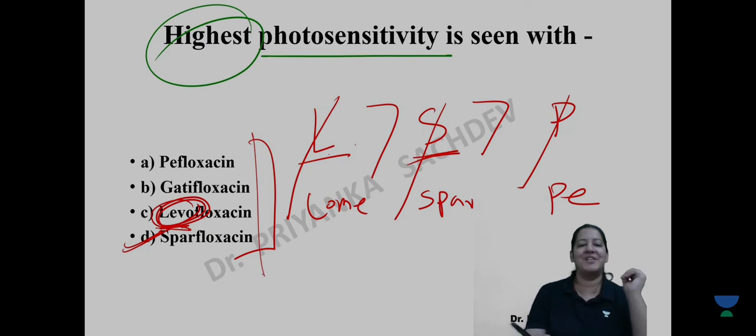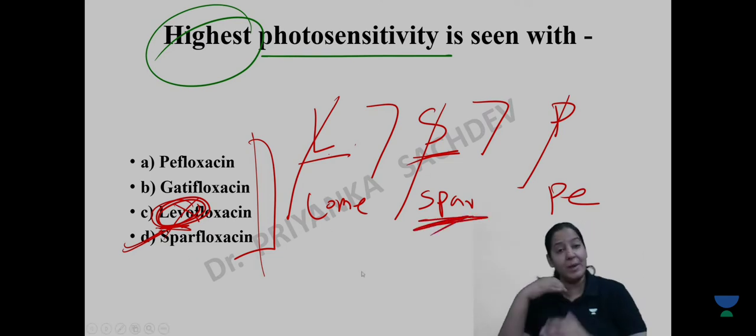So Lome is not there in the option, so don't go with Levo. Levo तो होता ही नहीं है ना. Levo is not at all there. Yes, Amar, now you got it right. The correct answer is D. So second best is Spar. So the question is very confusing.